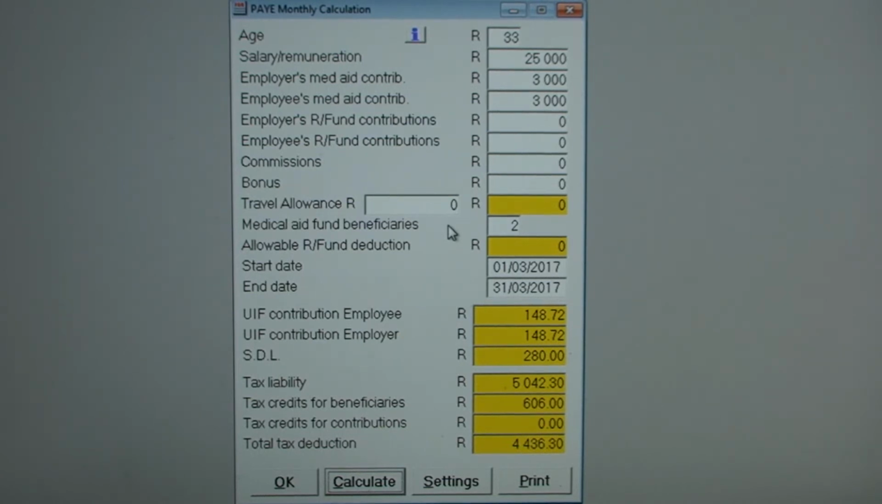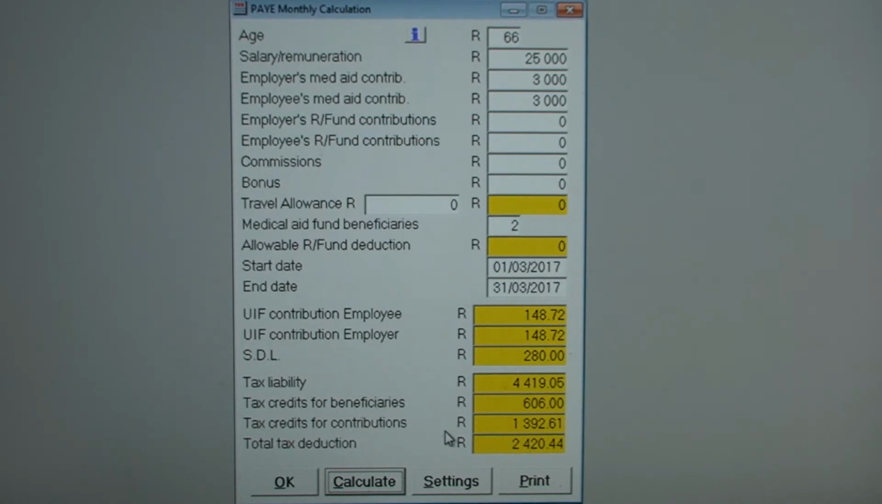4,436 Rand. If I had to make this taxpayer's age 65 or older, then you can see that not only is the tax liability less, but the employer is obliged to grant the employee additional tax credits for contributions in addition to tax credits for beneficiaries.